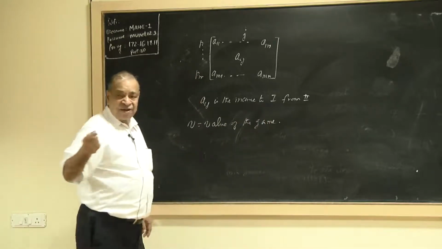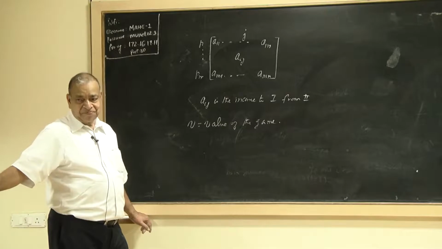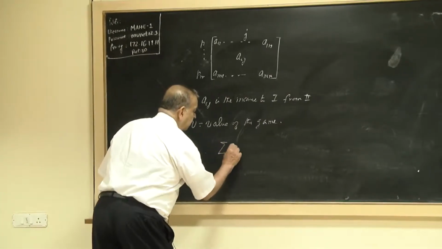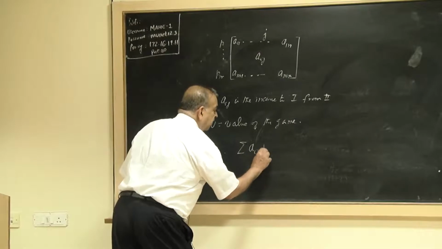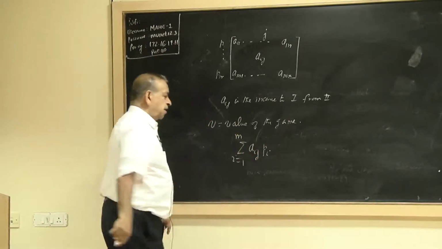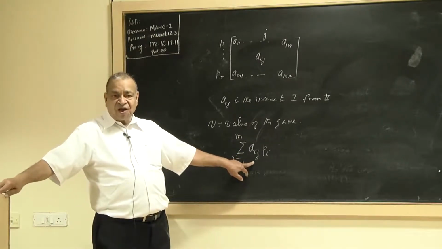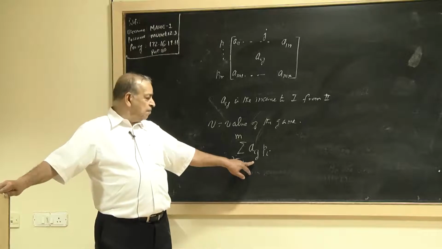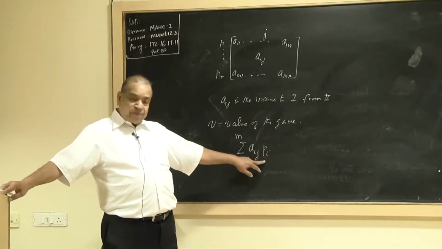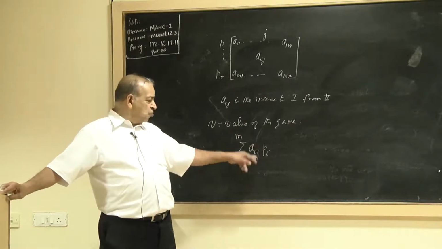In that 2 and 3 finger Morra, the value was -1/20. So, summation Aij Pi, i equals 1 to m. Namely, if player 2 is only going to choose the jth column, player 1 chooses the ith row with this probability. This is the expected income to player 1 if player 2 chooses j.